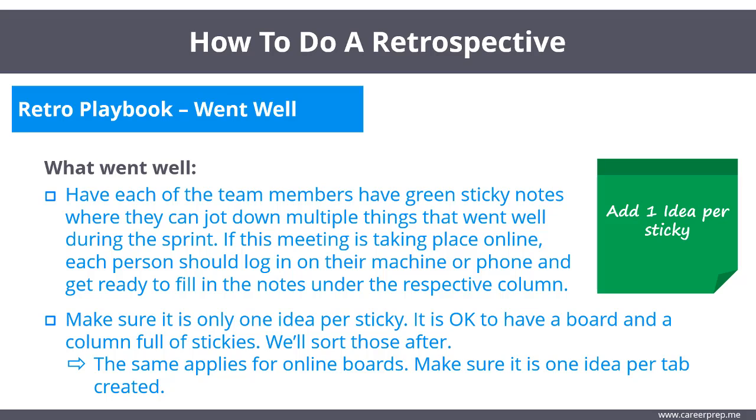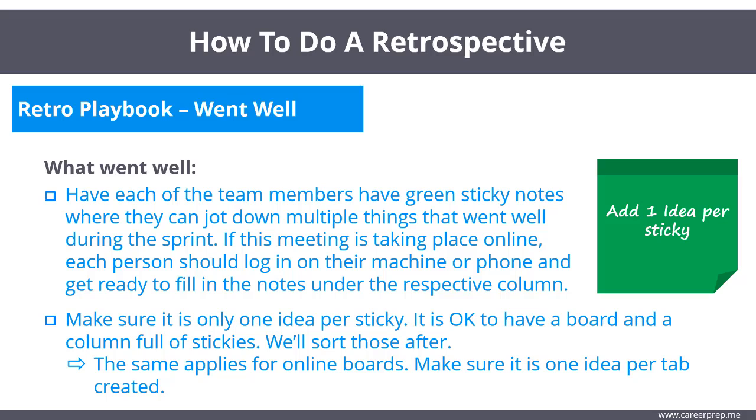What went well? For our first column of the retro, what went well? Let's go through a few simple instructions. Have each of the team members have green sticky notes where they can jot down multiple things that went well during the sprint. If this meeting is taking place online, each person should log in on their machine or phone and get ready to fill in the notes under the respective column.